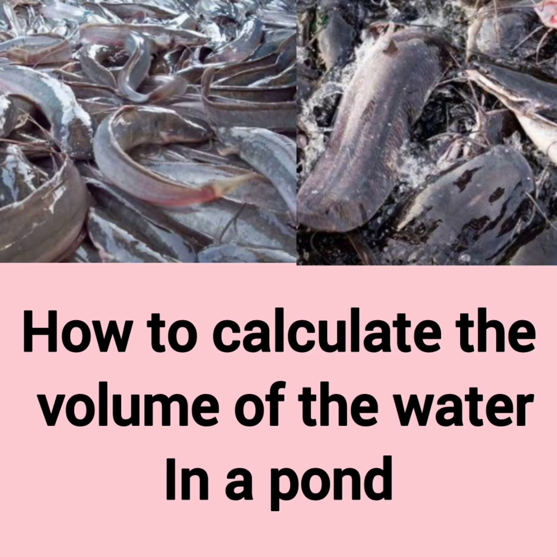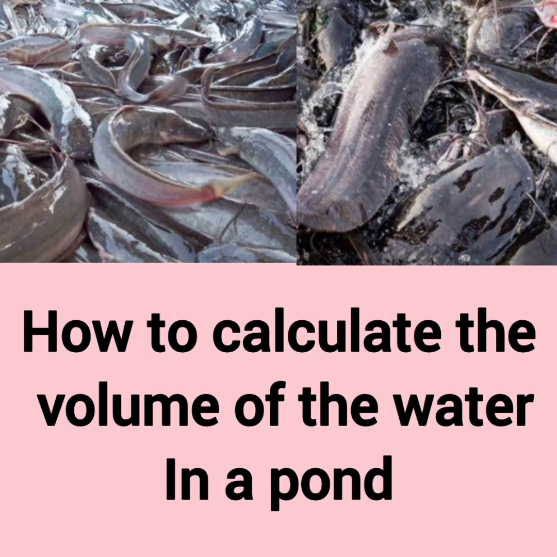So the first shape that we are going to look at is the rectangular shape. And the volume of a rectangle is length times width times height. That is, the longest side is the length, the shortest side is the width, and the height is from the ground to the height of that very pond.